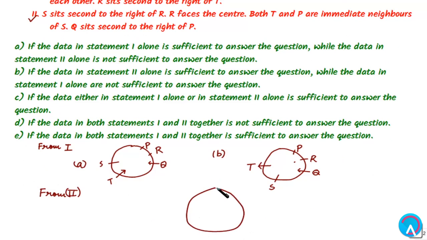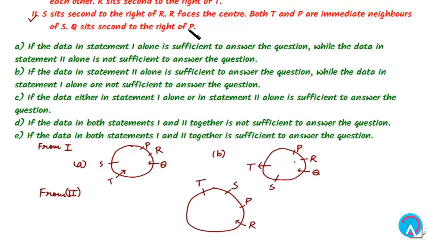Let's take the second condition. Let's draw a circle here. S sits second to the right of R, R faces the center. So this is R, R is facing the center and S is sitting second to the right of R. So this can be S. T and P are immediate neighbors of S. So this can be T, this can be P.